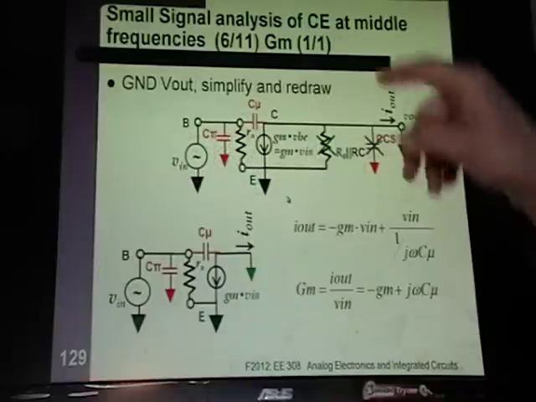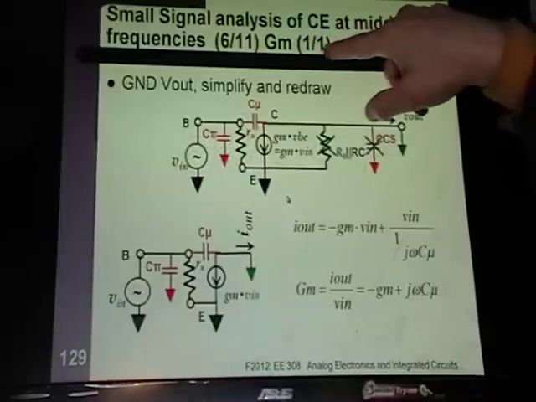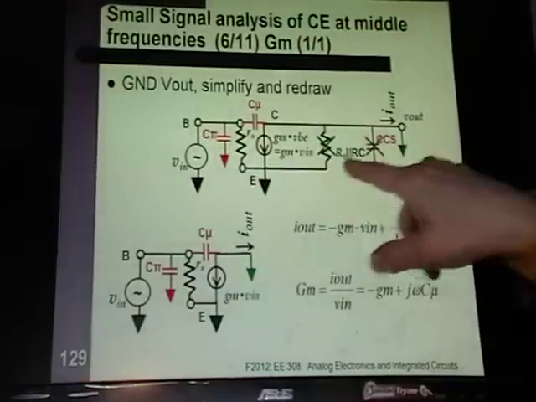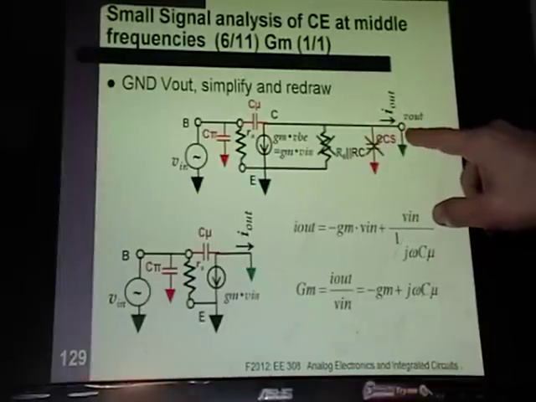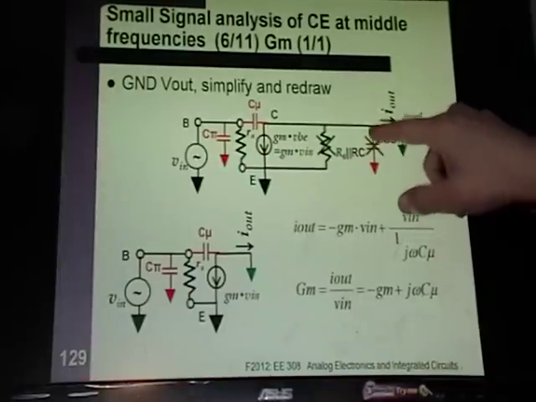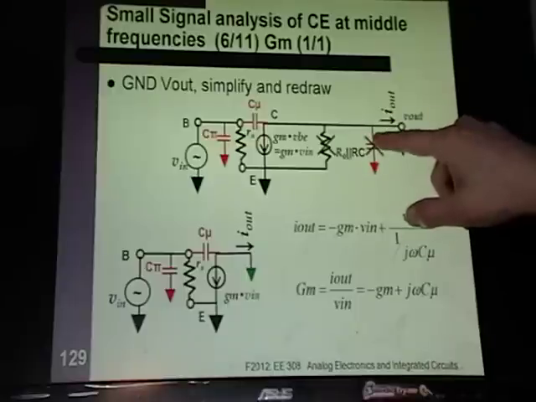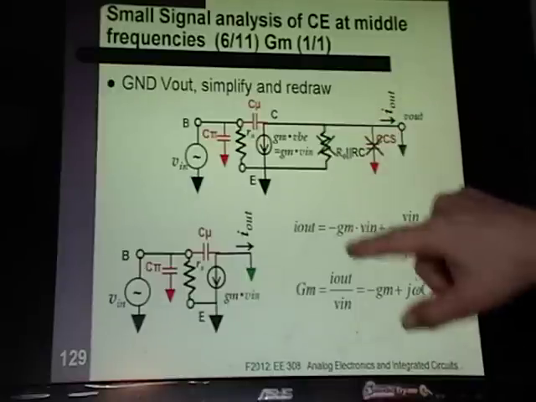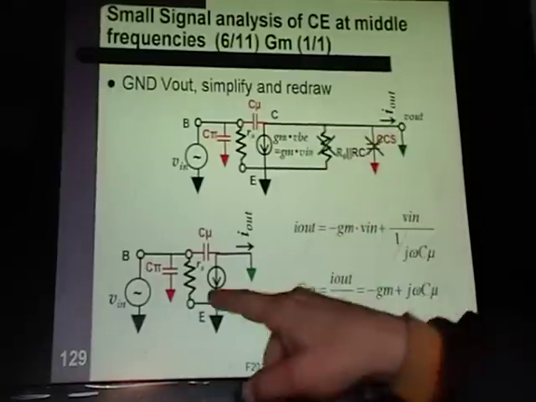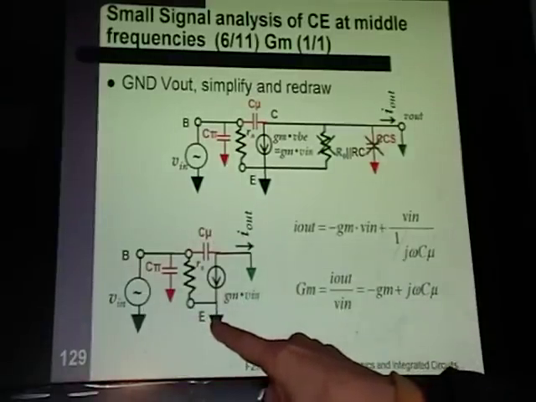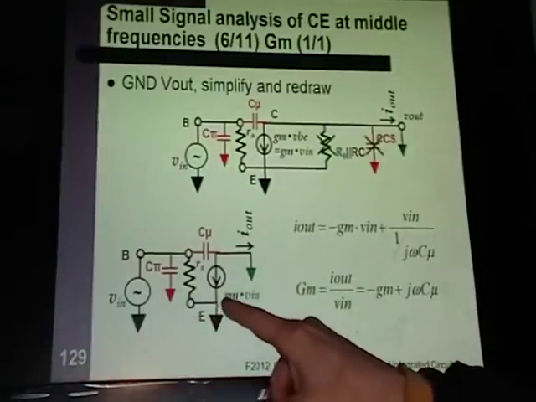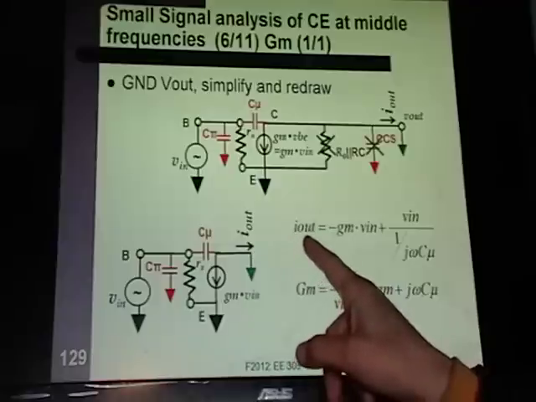So let's find GM now. For GM, you zero your output. You short your output. That means there's 0 volts across CCS, which means there's 0 volts across this resistor, so all of those go away. And this is what you end up with here. For GM, it's I out over VN.